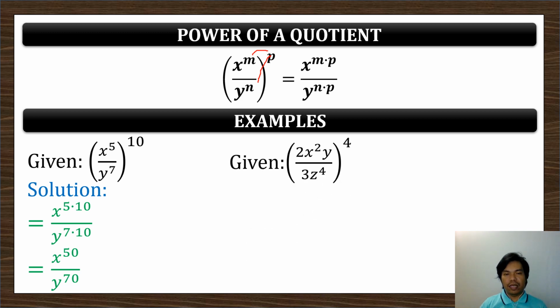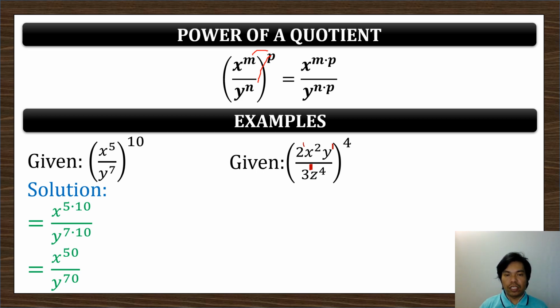Sa atin namang next na example, we have here 2x squared y over 3z raised to 4, quantity raised to 4. So ganun uli yung ating gagawin. Take note uli na yung 2 natin dito ay wala siyang exponent na naka-indicate. So ibig sabihin yan, meron siyang exponent na 1. Yung ating y ay wala ding naka-indicate na exponent. So ibig sabihin niya, ang exponent din niyan ay 1. Yung ating 3 dito, wala din siyang naka-indicate. So 1 din yung kanyang exponent.